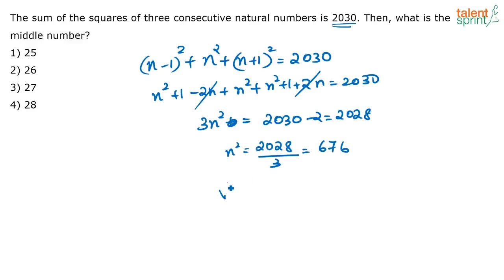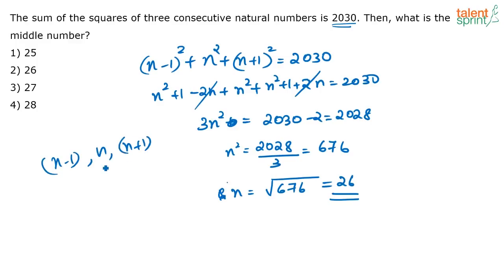So what is the value of n? n is equal to root of 676, 26. So I can say n is 26. They are asking for the middle number, right? See, I have taken 3 numbers to be n minus 1, n and n plus 1. So which is the middle number? It is n. Answer is 26.